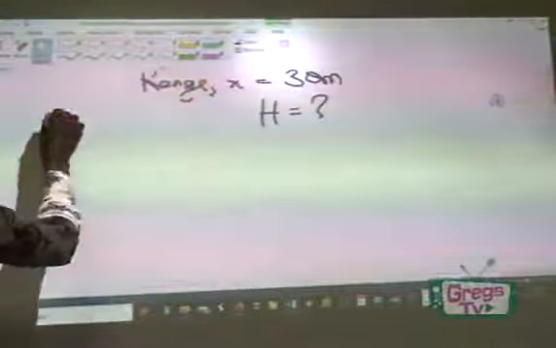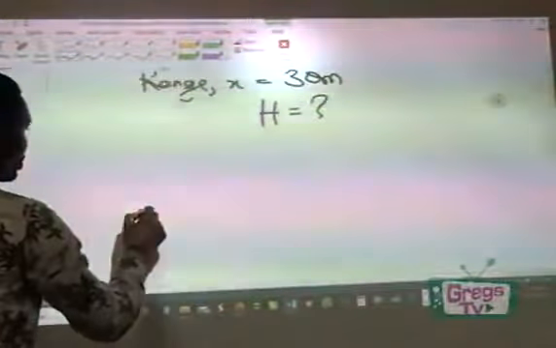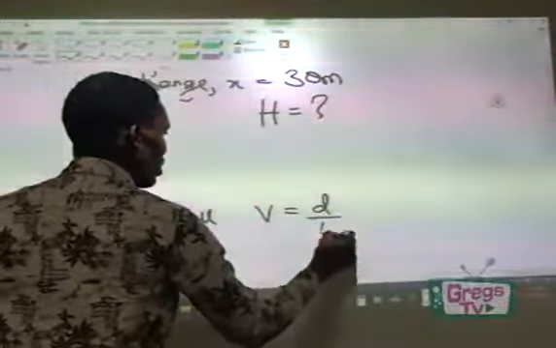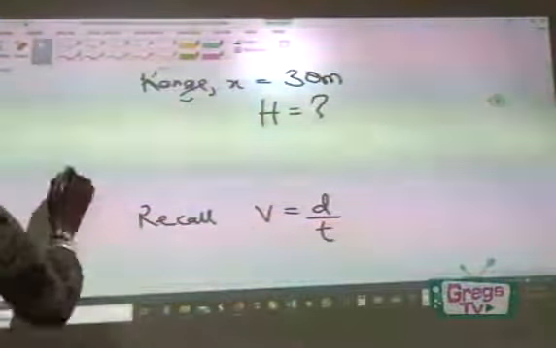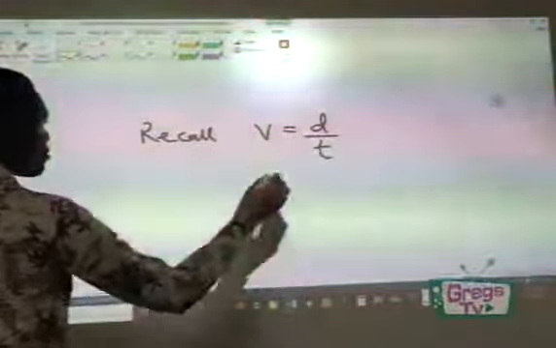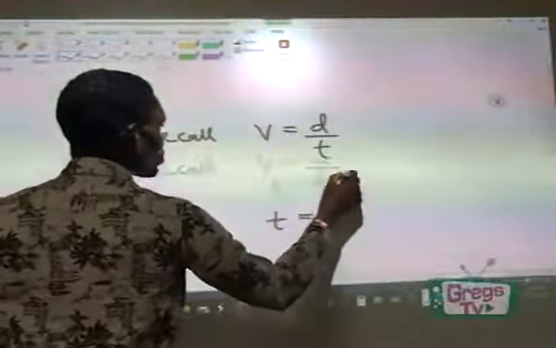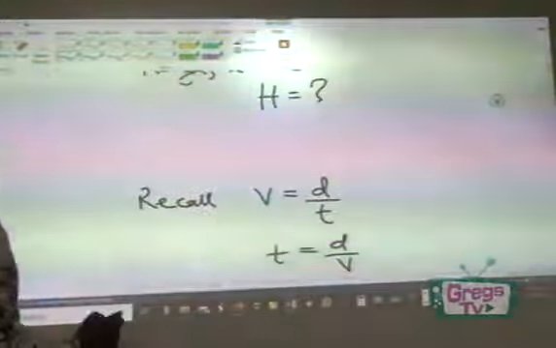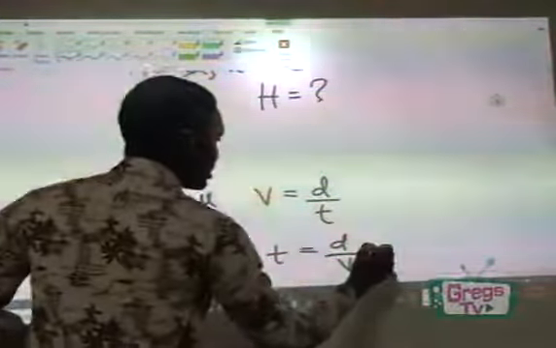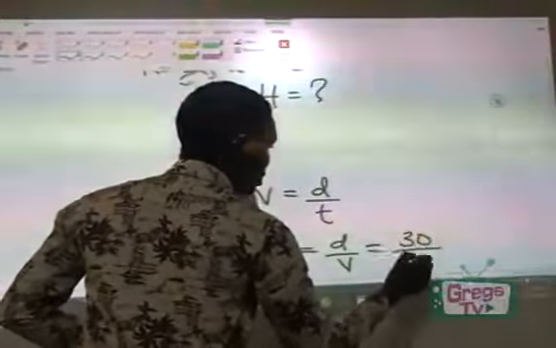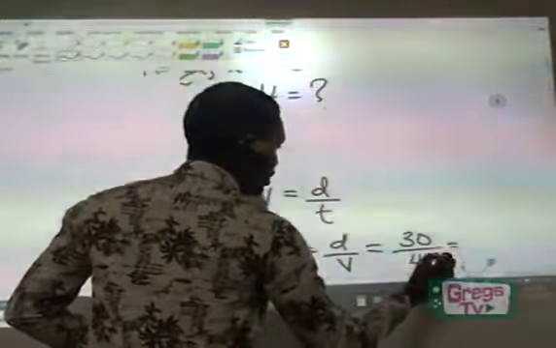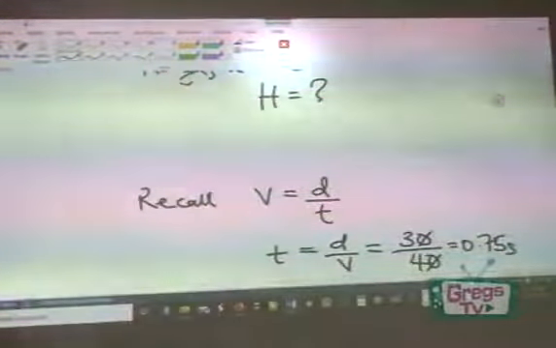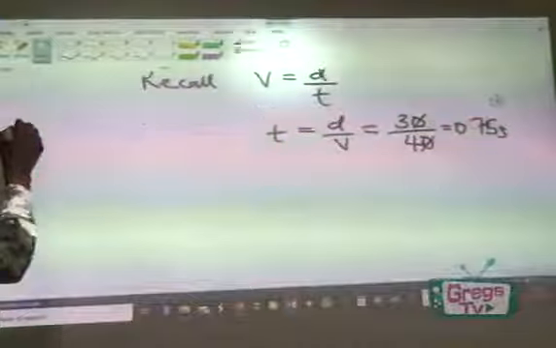So now let's see quickly. Recall that speed equals distance over time. So I want to make time the subject of the formula. Time equals distance over velocity. The distance is 30 and the velocity is 40. If I do that very well, I should get 0.75 seconds.